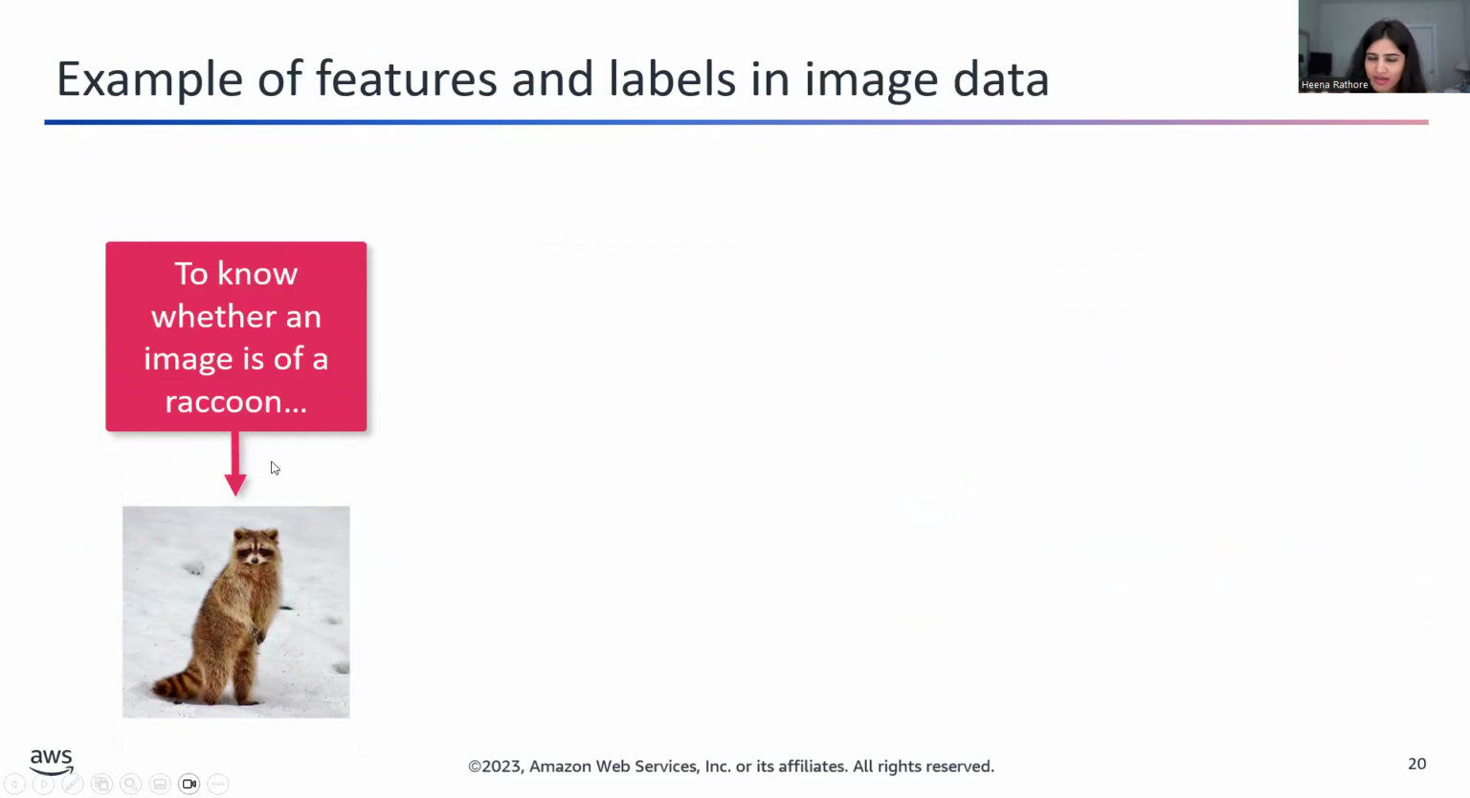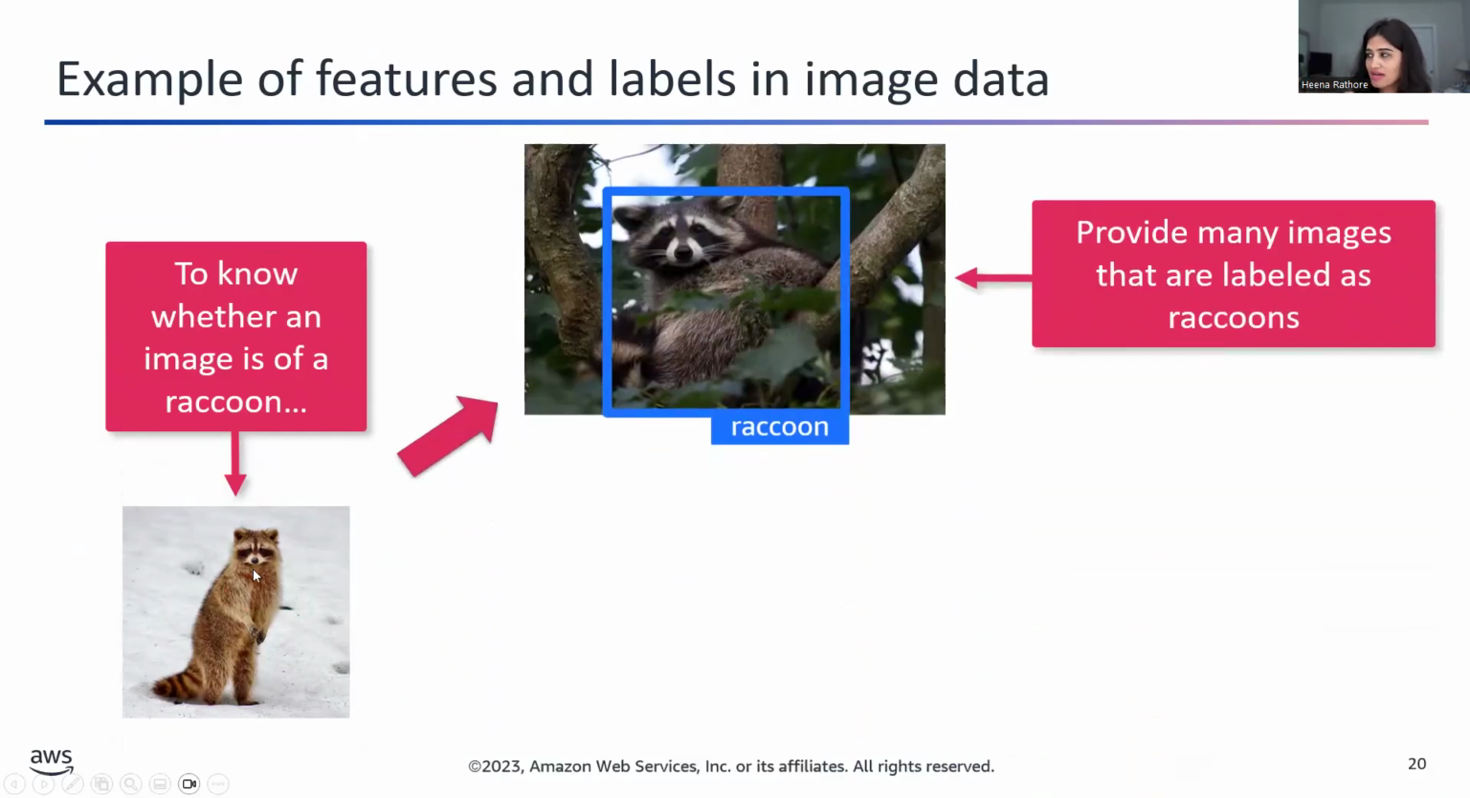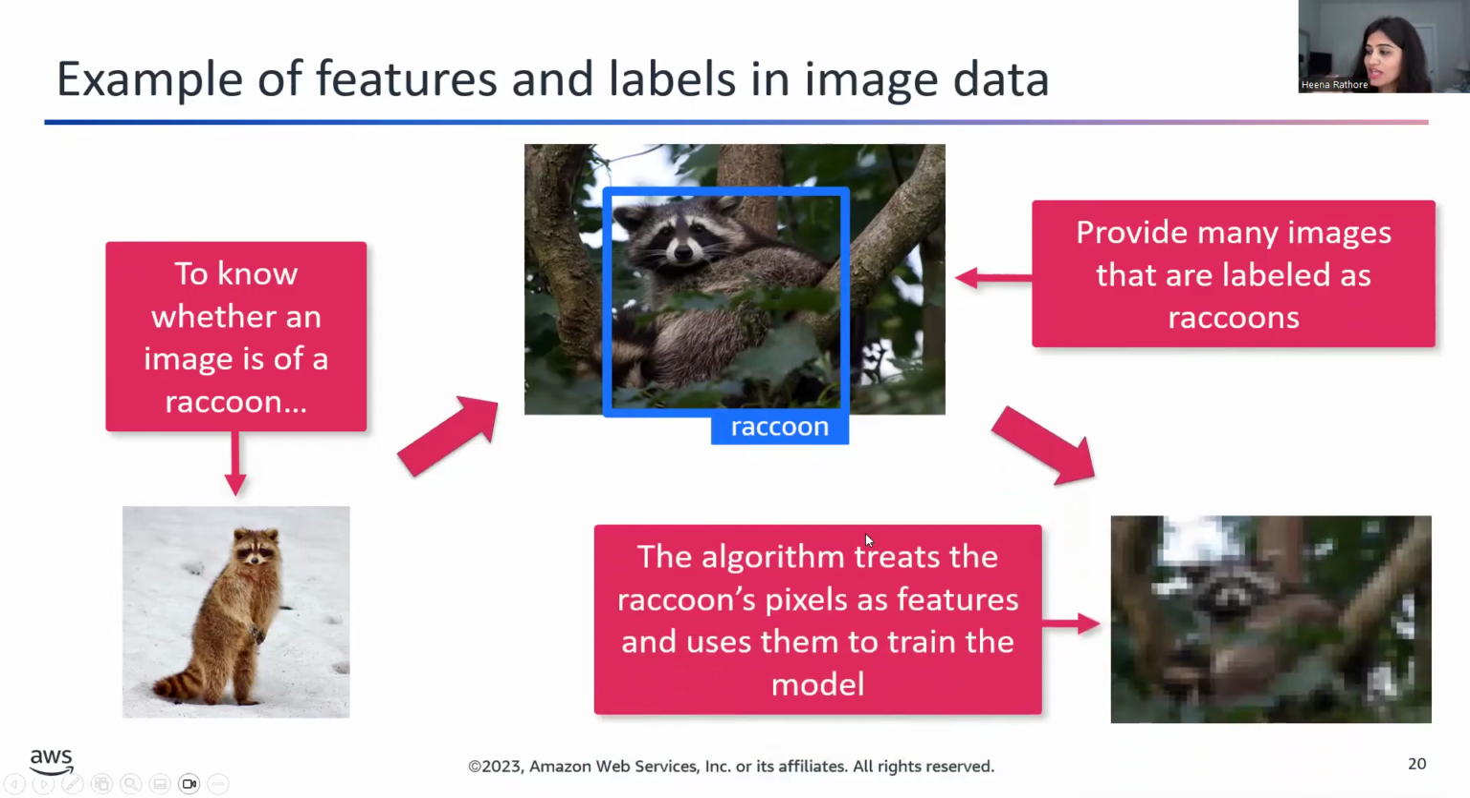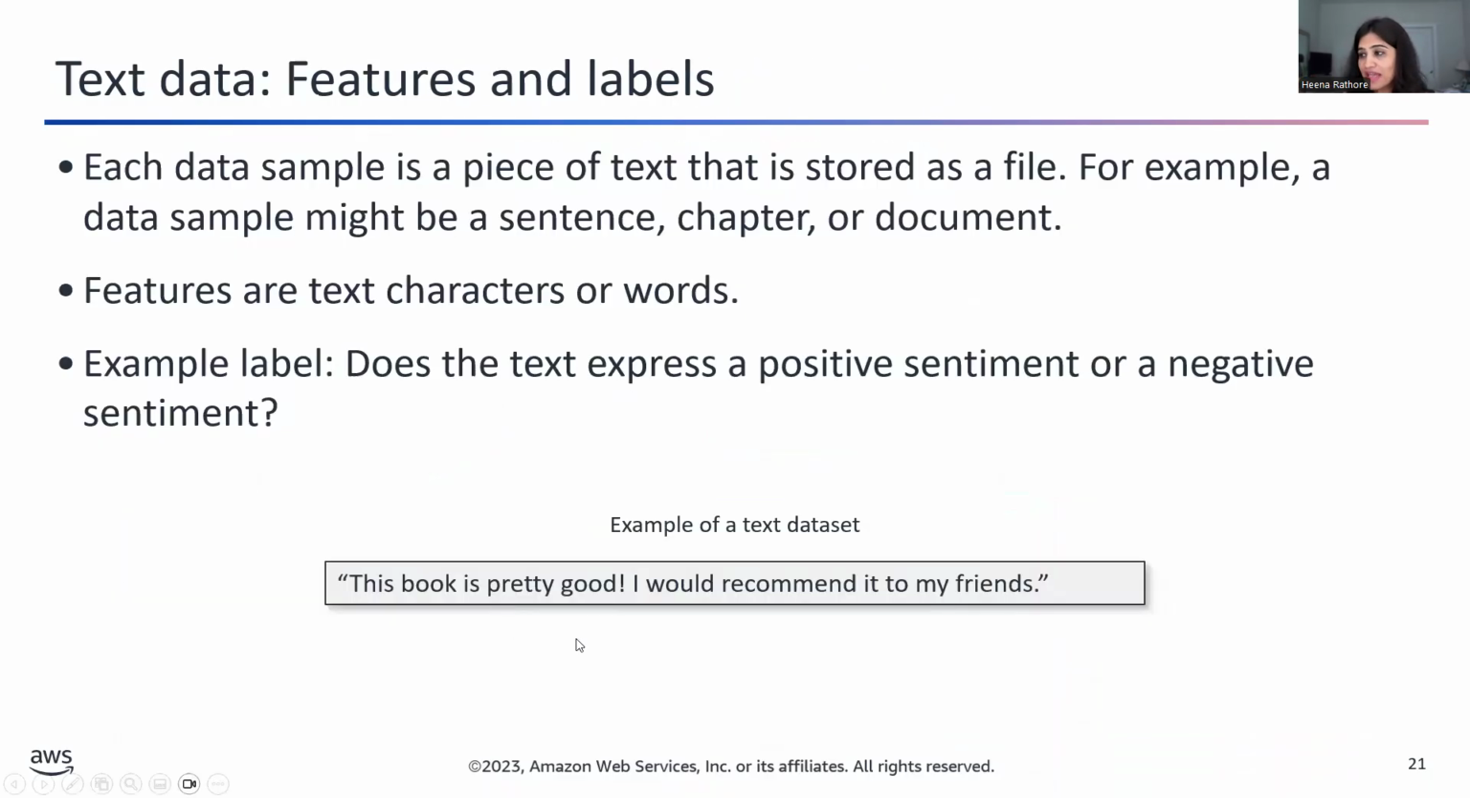So to understand this example in much more detail, this is an image of a raccoon, and here you provide as many images of these raccoons, and then you label them. This is raccoon 1, this is raccoon 2, and so on. So the algorithm tries to treat the raccoon pixels as features and uses them to learn and train the model. This is an example of your image.